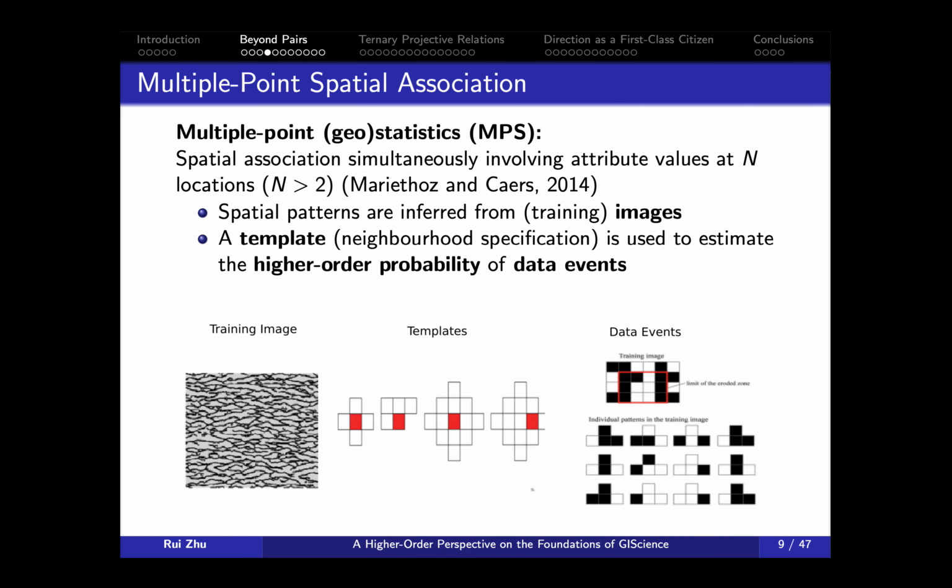Meanwhile, we have also seen the multiple point geostatistics being developed for the past decades, especially in the field of geology. The multiple point geostatistics aim to measure the spatial association that simultaneously involve attribute values at more than two locations. The general idea is that the high-order spatial association can be inferred from a training image rather than a fitted model like the semivariogram, and the templates, which is a higher-order neighborhood specification, can be used to scan the image in order to obtain the higher-order probability of data events.